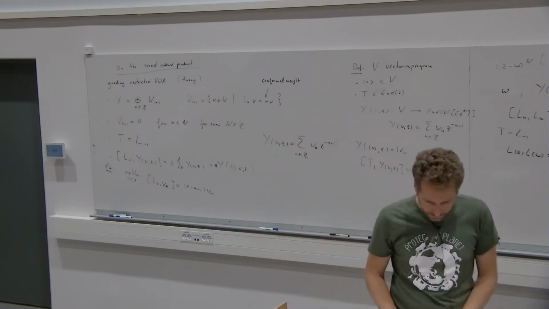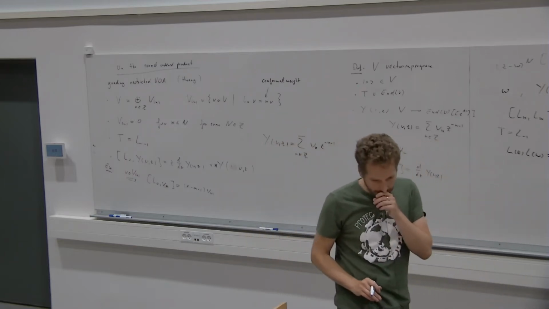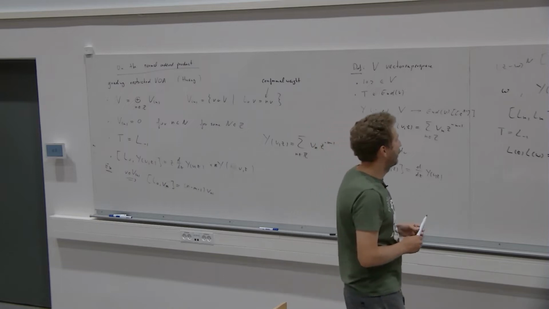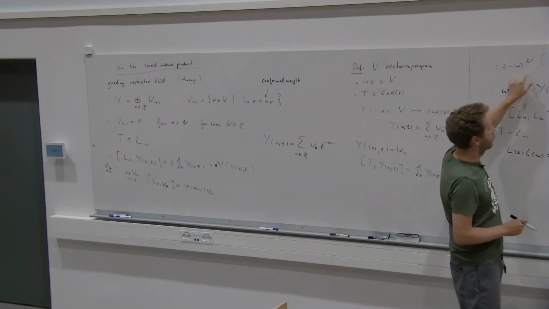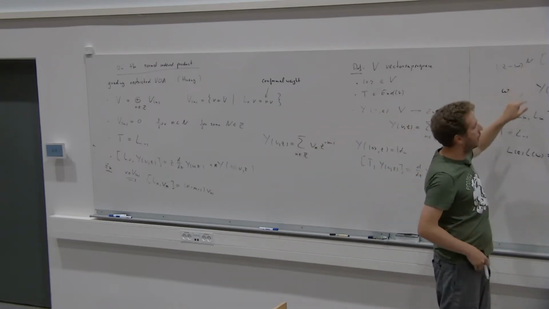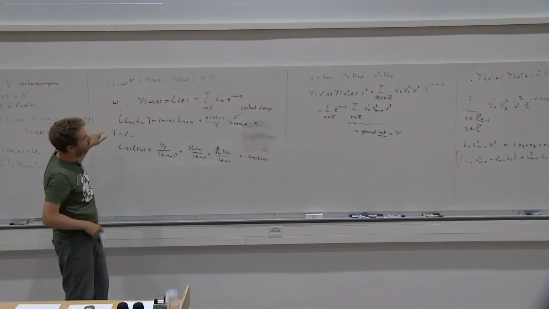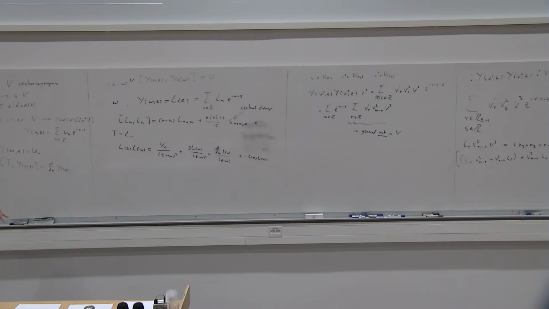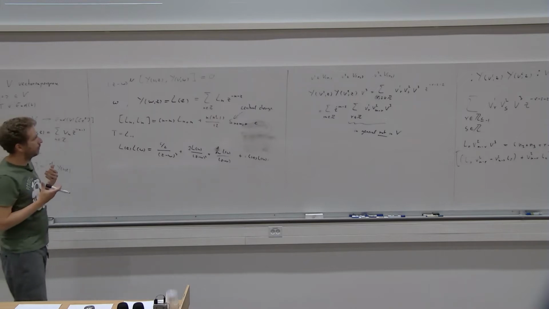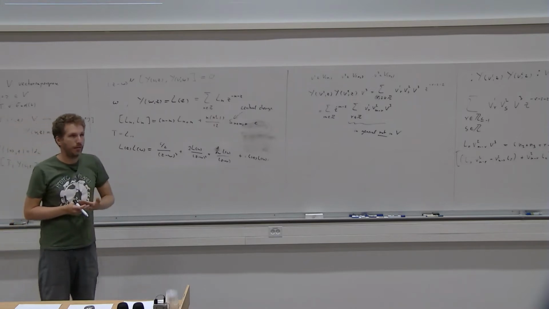Okay, good. Now, the heart of the VOA axioms is the locality, and the locality as defined like this is first of all the way it was first defined, and it's the way you prove that you have a vertex algebra.